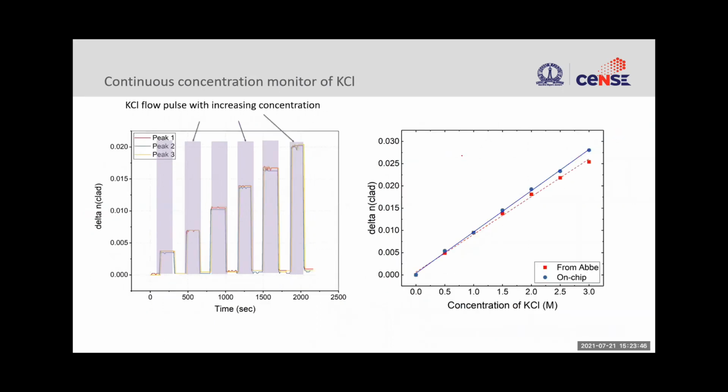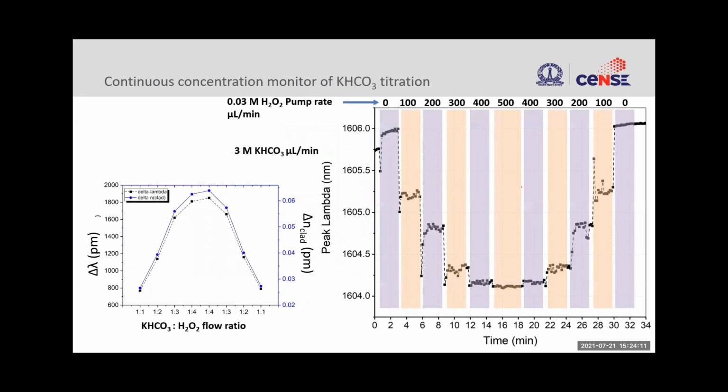We continued the measurement with the potassium chloride. Here again, we see an excellent match where we can see that this is the delta change that you can see for 3 different resonances. They are within the measurement error range. On the right side, again, we compare it with the Abbe refractometer, which is a standard refractive index measurement tool. We were able to measure that as well with very good agreement.